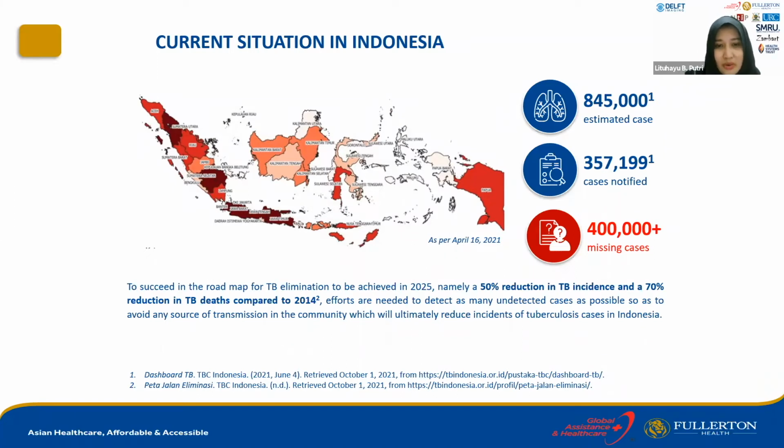We have goals from the NTP, from the roadmap of TB elimination. We want to have a 50% reduction in TB incidence and a 70% reduction in TB deaths compared to 2014 by 2025. So hopefully we can achieve this number.